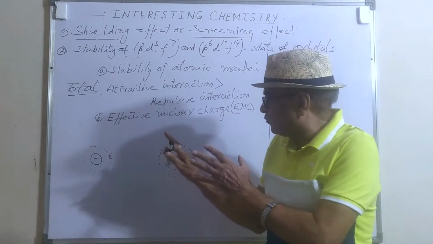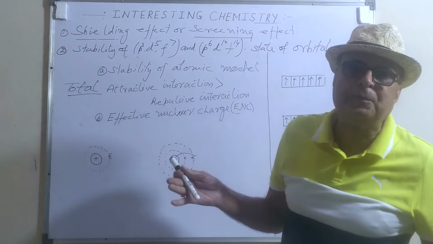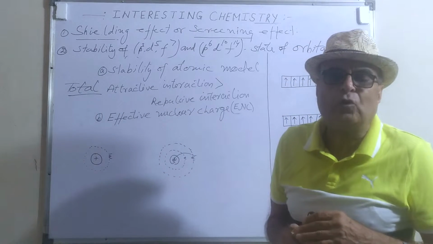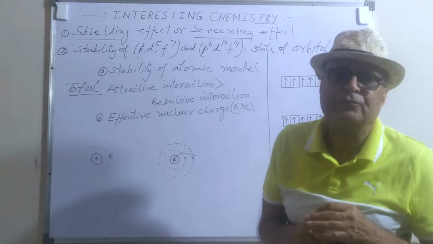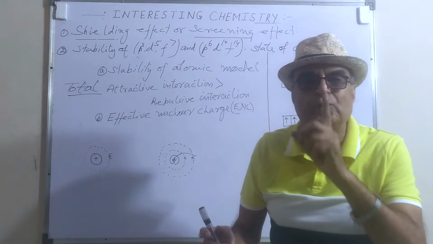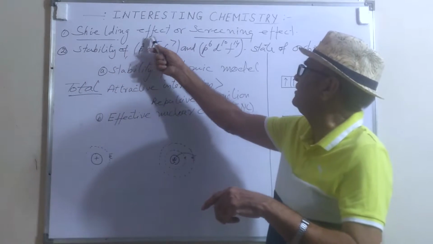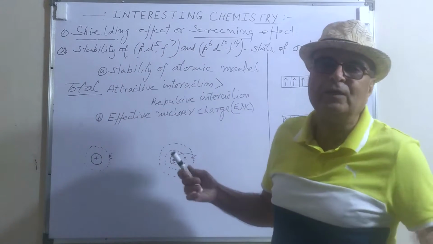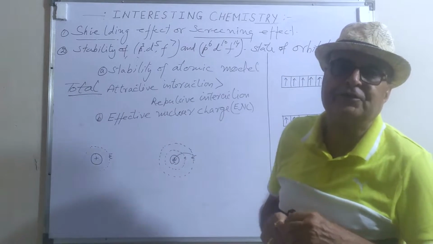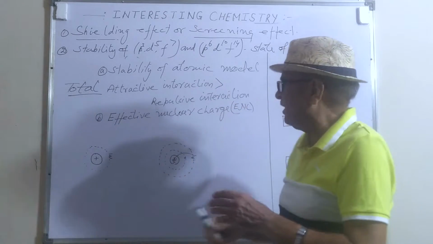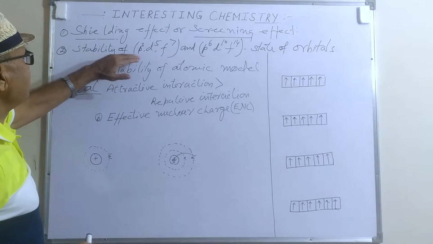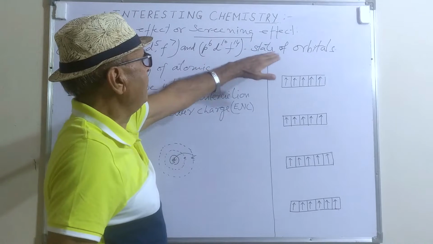Whenever you explain so many fundamentals, like why the atomic size of the d-group elements remains unchanged, then you will explain it with the help of the shielding effect. I will explain that when I make a video on the size of the d-group elements, the d-type elements. So now I am coming to the second topic, the stability of p3 and d3 state of orbitals.